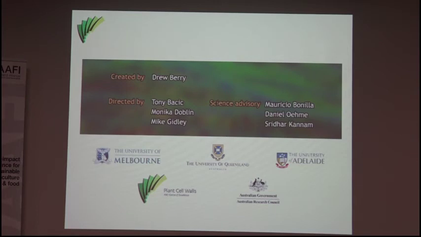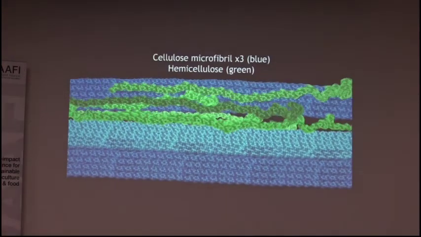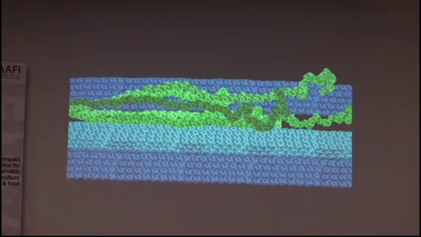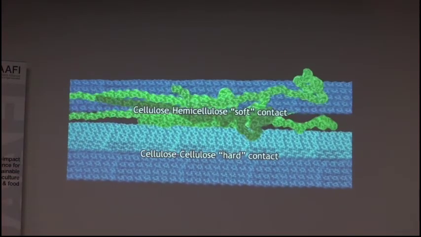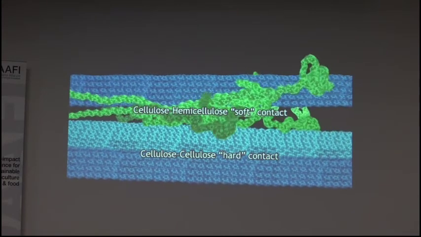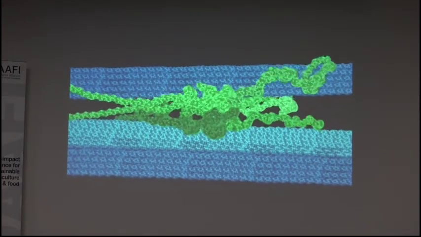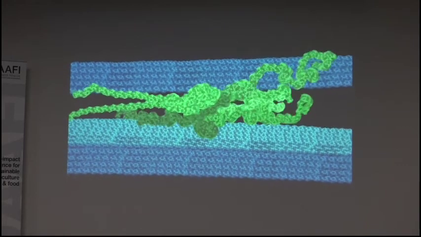Actually, let's show that one again. I'll just go back and do that. So these polymers don't have to be rigidly stuck to the surface of cellulose, but they have to be there when the tension is at that junction between the celluloses. And if they are, they lubricate them and allow them to slip, and plants can grow.